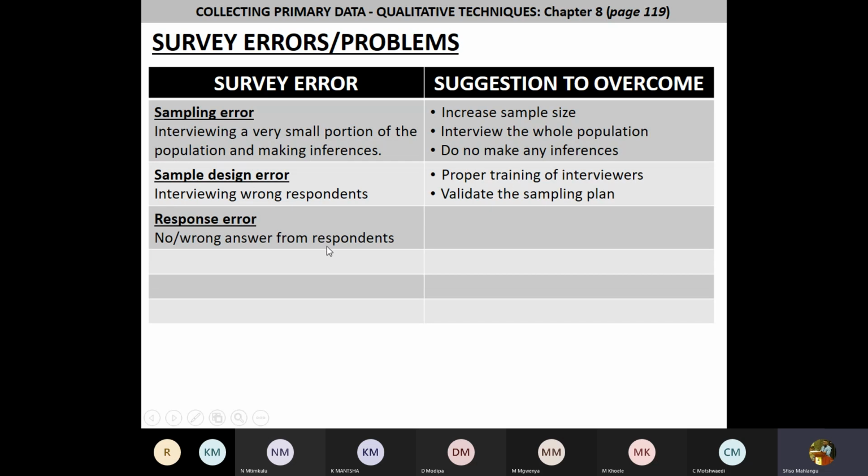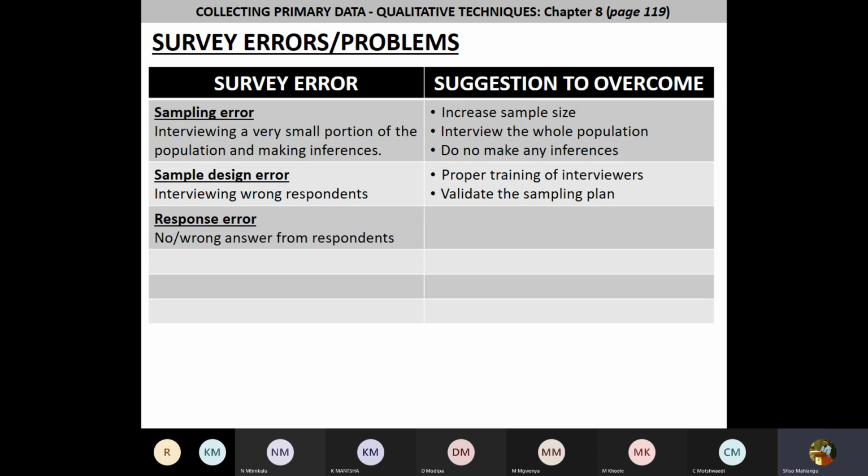No response error or response error occurs in two ways. That could be, for example, that no answer is provided by the respondents, or they give you wrong answers. How can we avoid that? If respondents said they are not interested to participate, think practically once again. What suggestion can we come up with to overcome respondents that are not interested to participate in the survey?